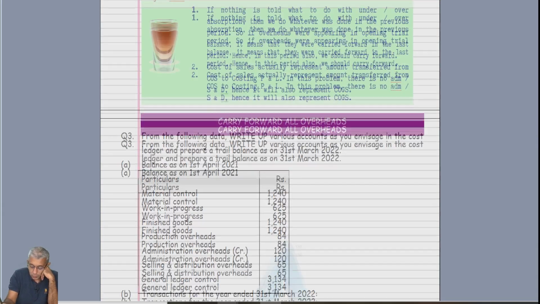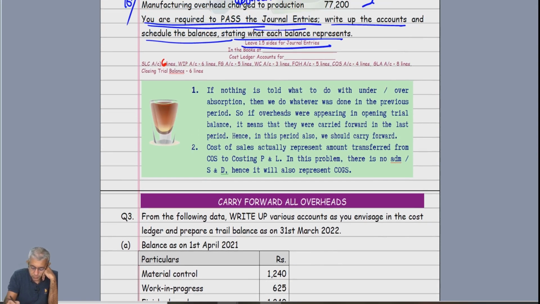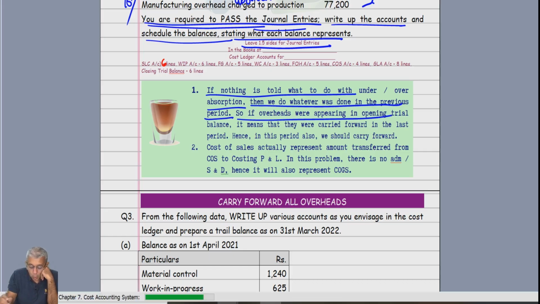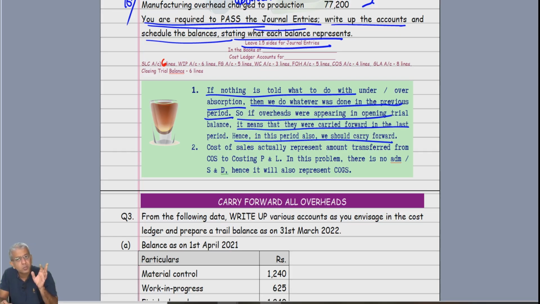Now, what I have written in short over here, listen. If nothing is told about what to do with under or over absorption, then we do whatever was done in the previous period. So if overheads were appearing in the opening trial balance, it means they were carried forward in the last period. Hence, in this period also we should carry forward.